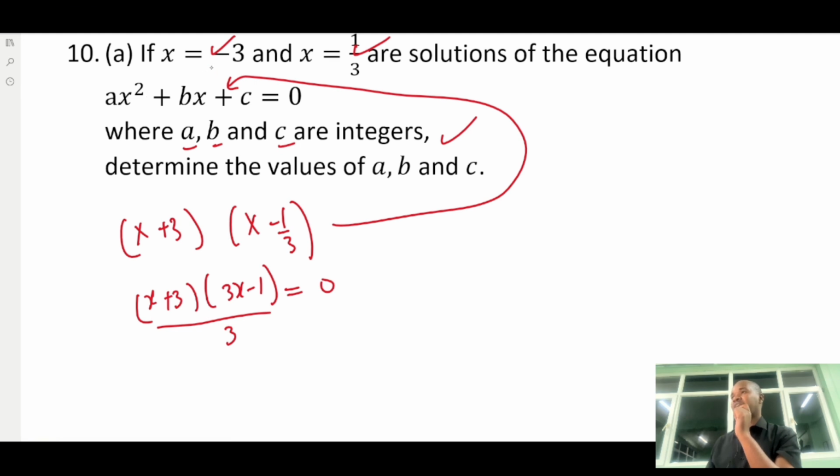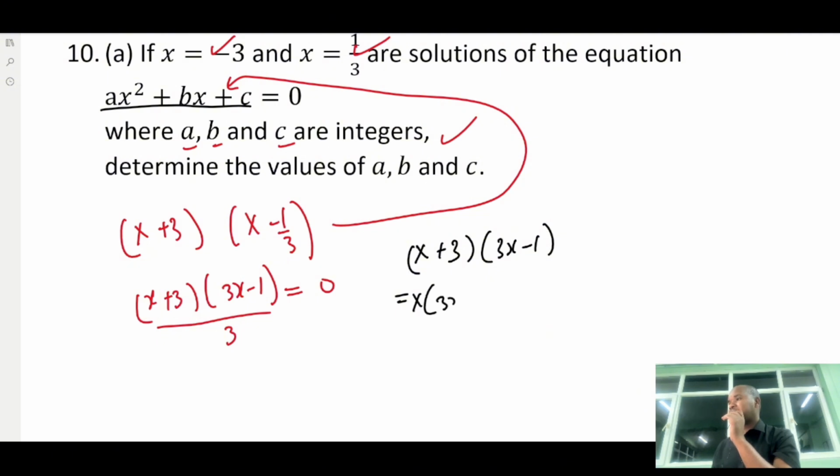So what I'm going to do here is multiply these two factors, and eventually we are going to get an expression which is exactly the same as this expression here. So now we're going to have the product x plus 3 multiplied by 3x minus 1. This is equal to x multiplied by 3x minus 1 plus 3 times 3x minus 1, so that you have 3x squared minus x plus 9x minus 3.